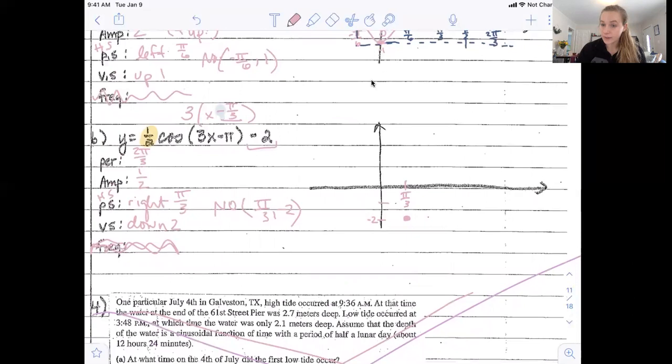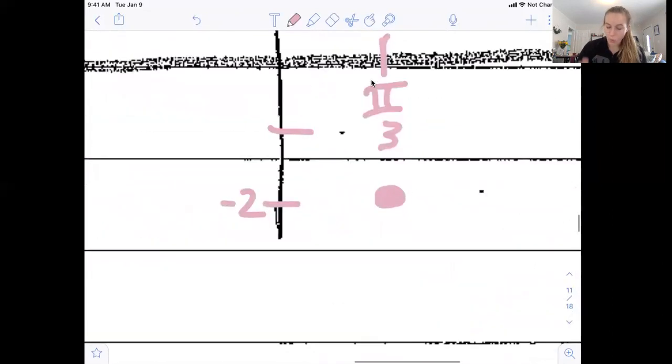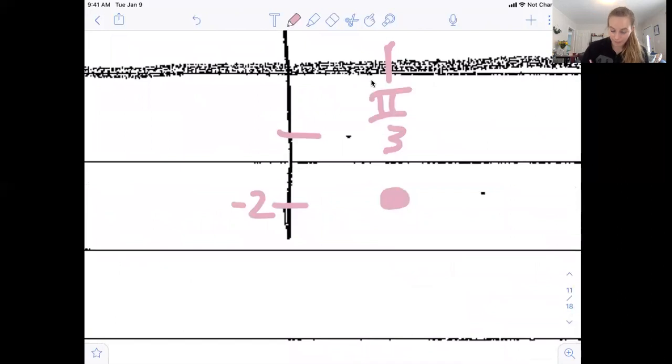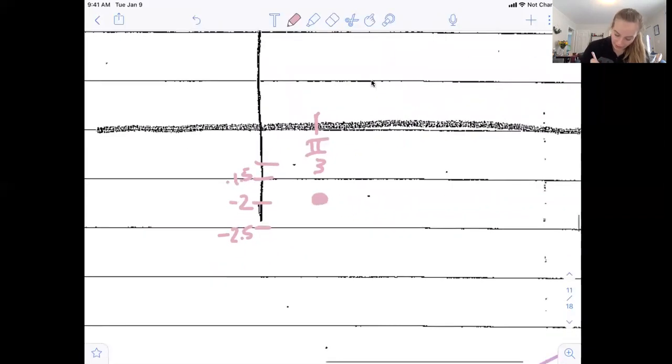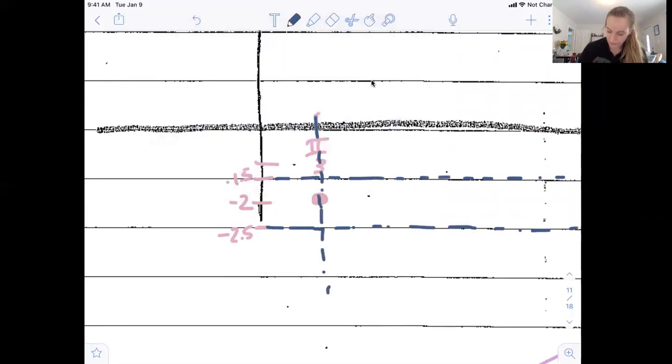Now we need to do our little above and below and left and right. If my amplitude is 1/2, that means I can only go 1/2 above this middle and 1/2 below. It's going to be really tight since I had already put it. You can't just put your amplitude anywhere now. So I can only go 1/2 up and 1/2 below, which would be negative 2.5 and negative 1.5, essentially how high and how low I can go. I'm going to use these little marks on my paper already to help me stay in there. And then this pi over 3 marks the beginning of my graph.